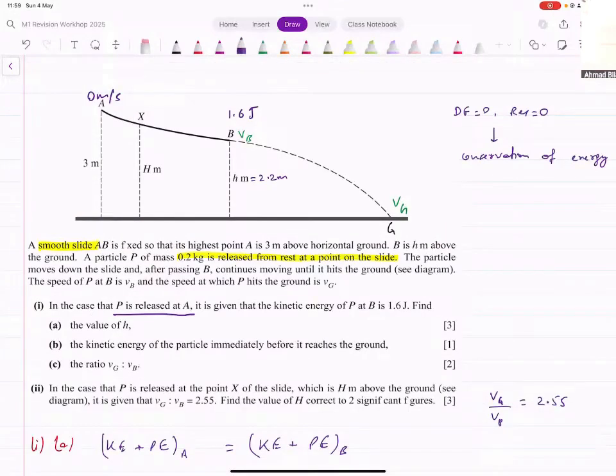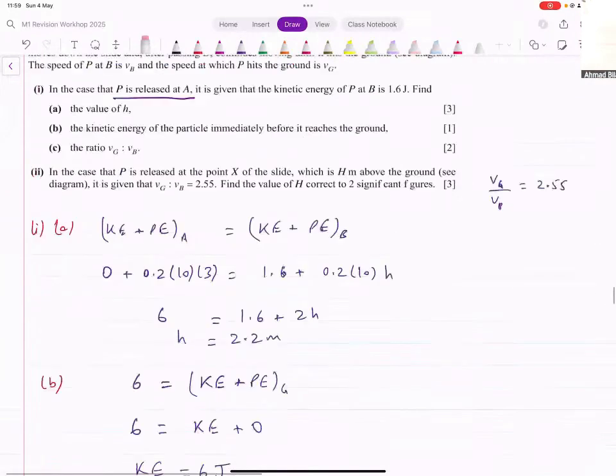Now, in the case that P is released from the point X, what happens in this case? Now they're saying it's released from rest at this point. It's a separate case. Whatever we found in the previous part, that's no longer relevant, except, of course, the height of H. That's not going to change. If the height is 2.2, that remains 2.2. But now the particle is released from the point X, from rest. We need to figure out the value of capital H to two significant figures. Now, for this, again, we use conservation of energy. We say energy at this point, energy at this point, energy at this point, they are all going to be the same. So we make three equations from this like this.